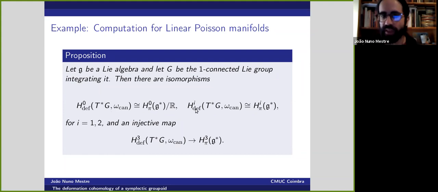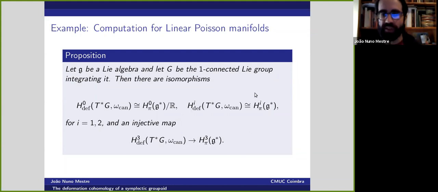In degrees 1 and 2, there's an isomorphism, in degree 0 up to constants. And in degree 3, we have an injective map from deformations of the symplectic groupoids to the deformation complex of the Poisson manifold in the base. And these are the degrees that are important for deformation theory, right? Because degree 2 is where we have infinitesimal deformations. In degree 1, we have infinitesimal automorphisms. And in degree 3, we have infinitesimal obstructions to realizing infinitesimal deformations as actual deformations.